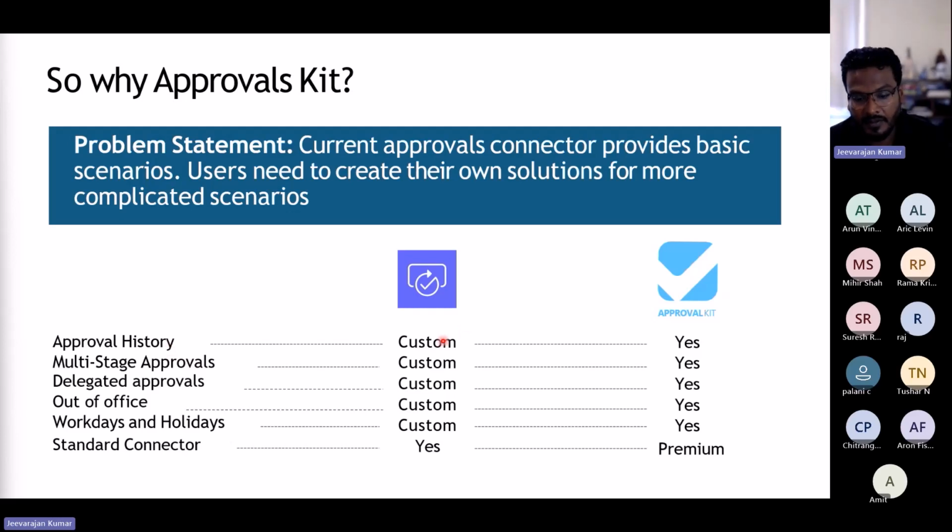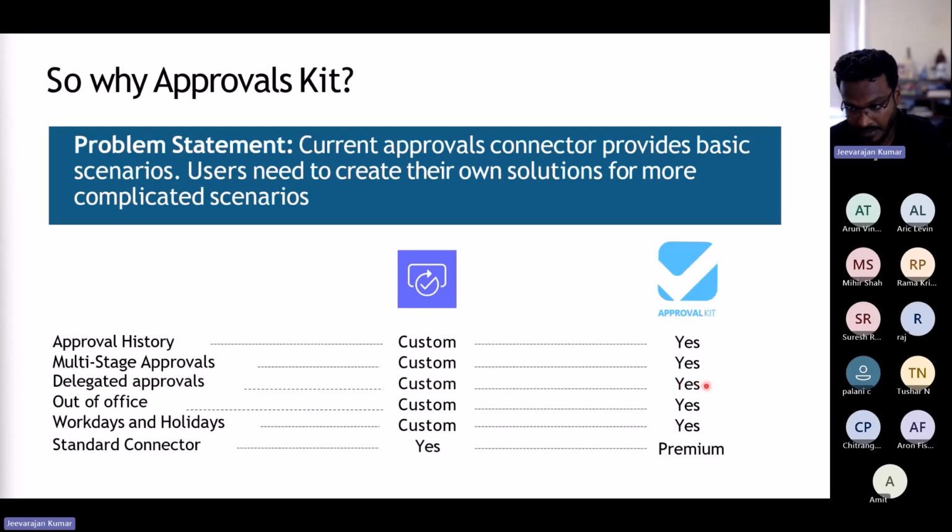Very recently in Power Automate, we have the history feature being enabled, which the approvals kit already has. And for multi-stage approval, you have to build your custom implementation, but again, approvals kit has it out of the box. For dedicated approvals to check the users' out of office, work hours, holidays, and all those things, again, you have to integrate and do something on that. But our approvals kit does that.